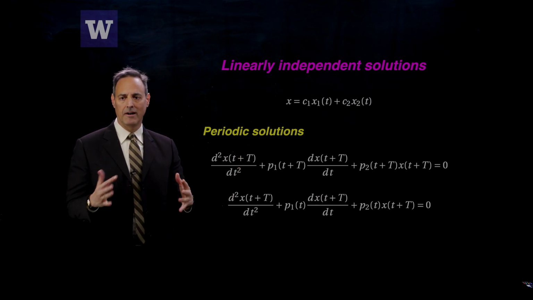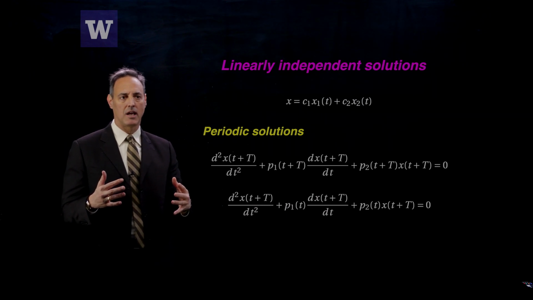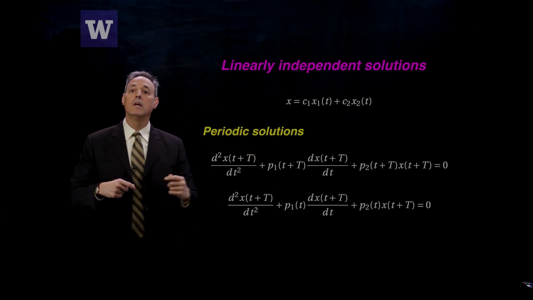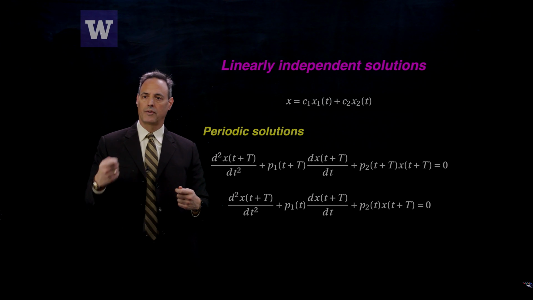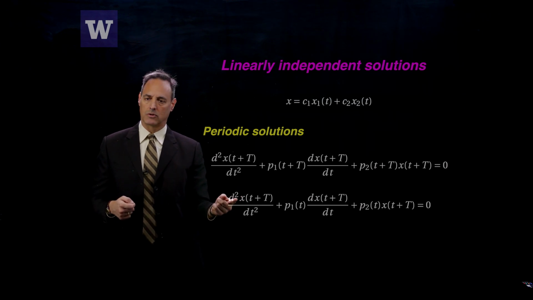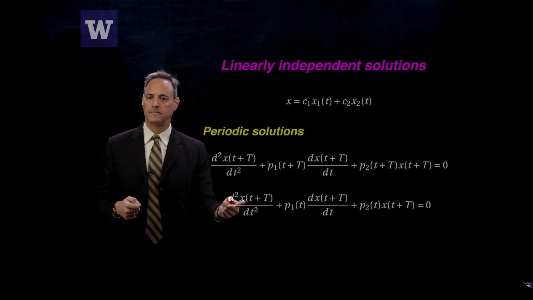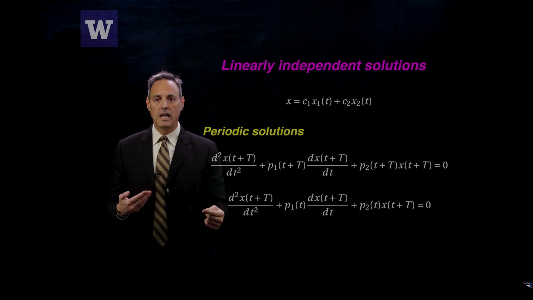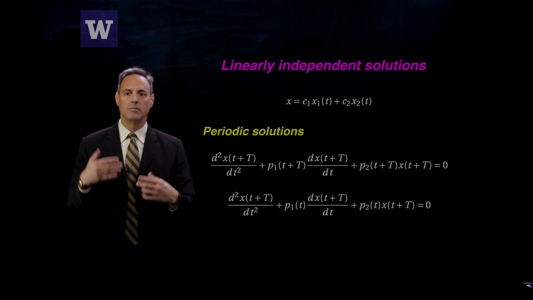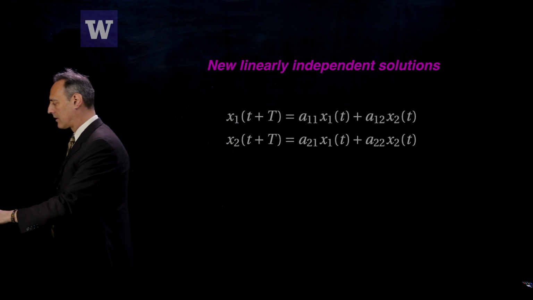So this is a very simple calculation, right? You're just saying I can find a solution, and the solution shifted over by capital T is also a solution. And I just showed that right there. So that's important, and it's going to allow us to now frame stability criteria for these periodic solutions.